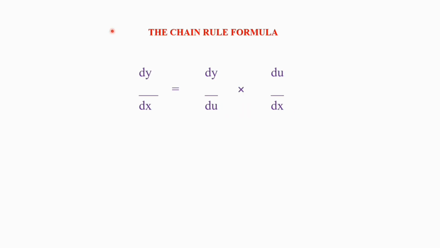The chain rule formula is given by dy over dx is equals to dy all over du multiplied by du all over dx.